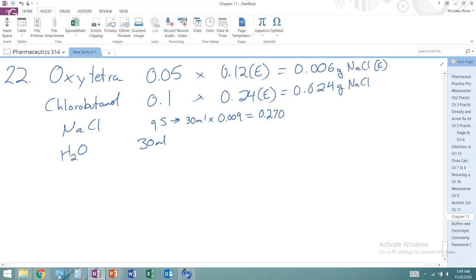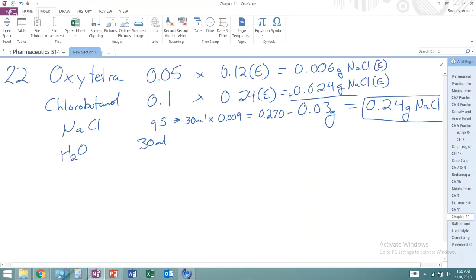Why do I, geez. I cannot do parentheses today for the life of me. All right, and then we add these, and that becomes 0.03 grams. And so take that away from your sodium chloride, and you find that that is 0.24 grams that I need. Oh, okay. So you need that much sodium chloride. All right. Next problem.